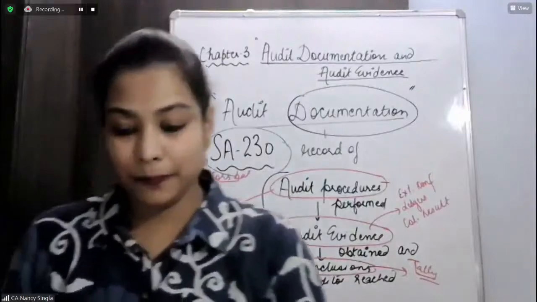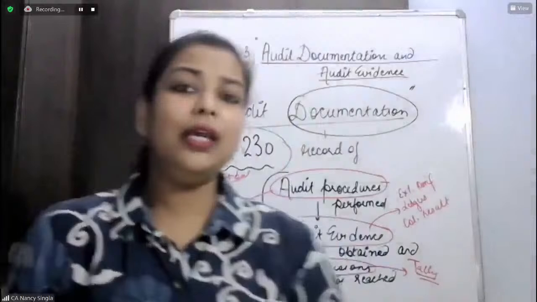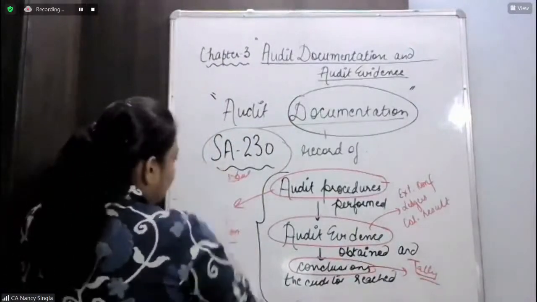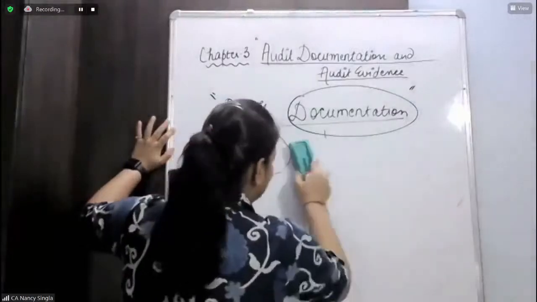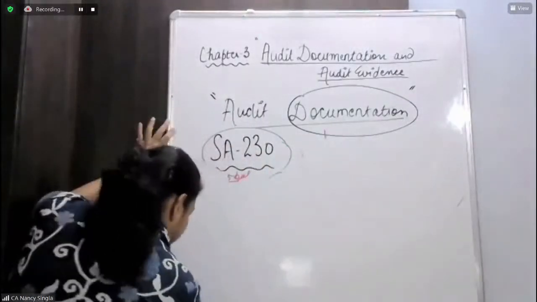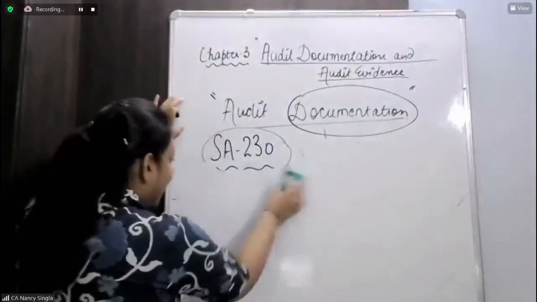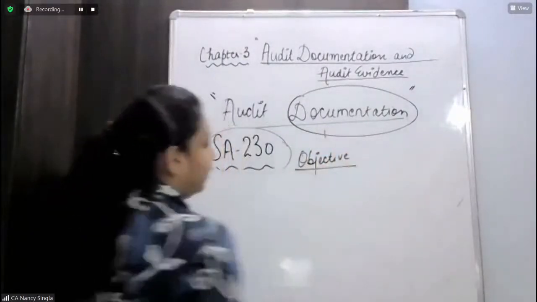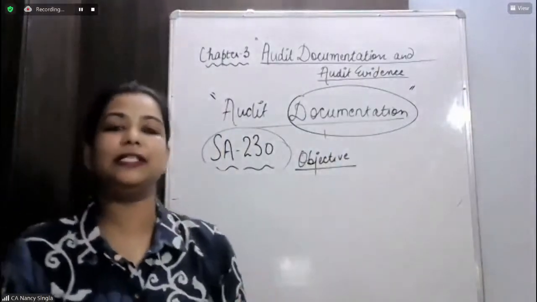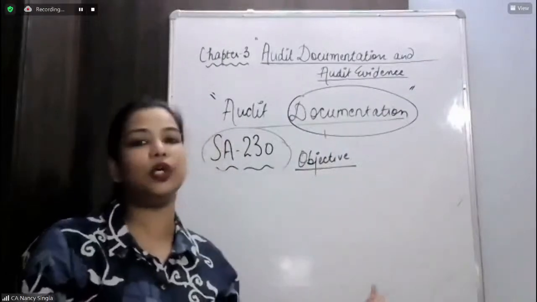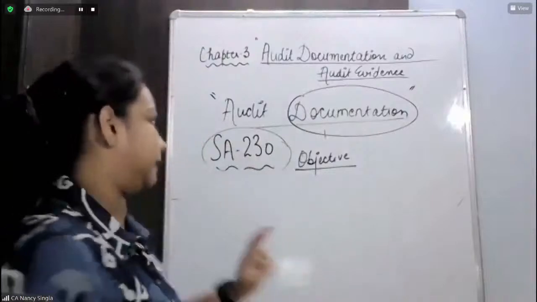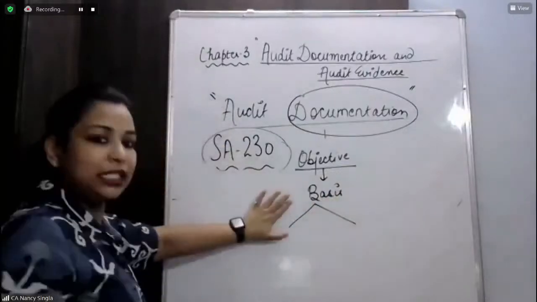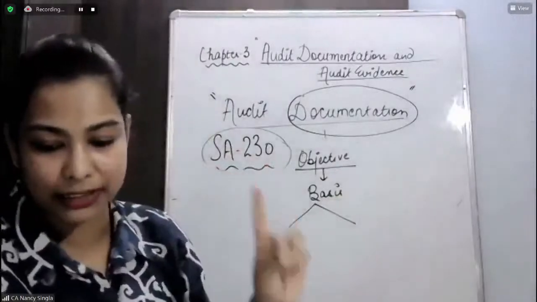Now our CA, he asked the auditor, SA 230, please tell me something more about this audit documentation. So SA 230 has another provision, which is what is the objective of such audit documentation? Why such audit documentation is required? What is the objective? See, the objective is that if an auditor maintains the audit documentation, it will serve two purposes. It will provide basis for two things.